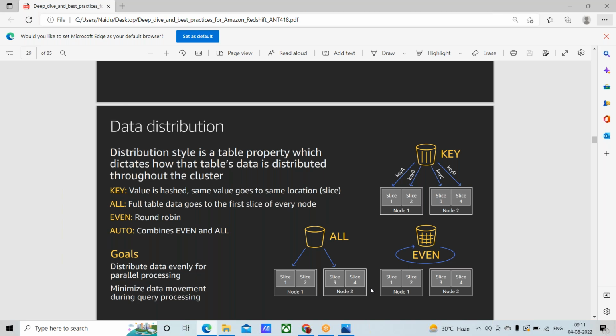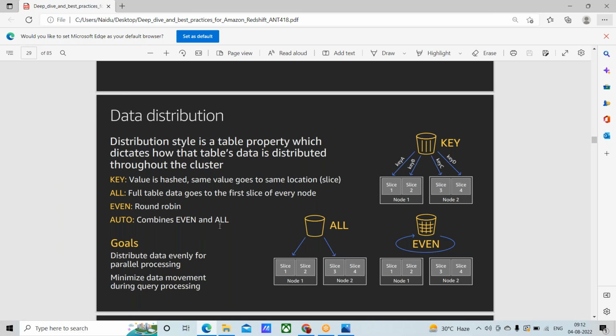Okay, let's say tens are repeated some thousand values, then all tens will go in. Then the next value 20 came, let's say. Then 20 repeated 2000 times. Then all 20s will go to a different slice, but they all will go to that slice only. So duplicate values will go to the same slice.